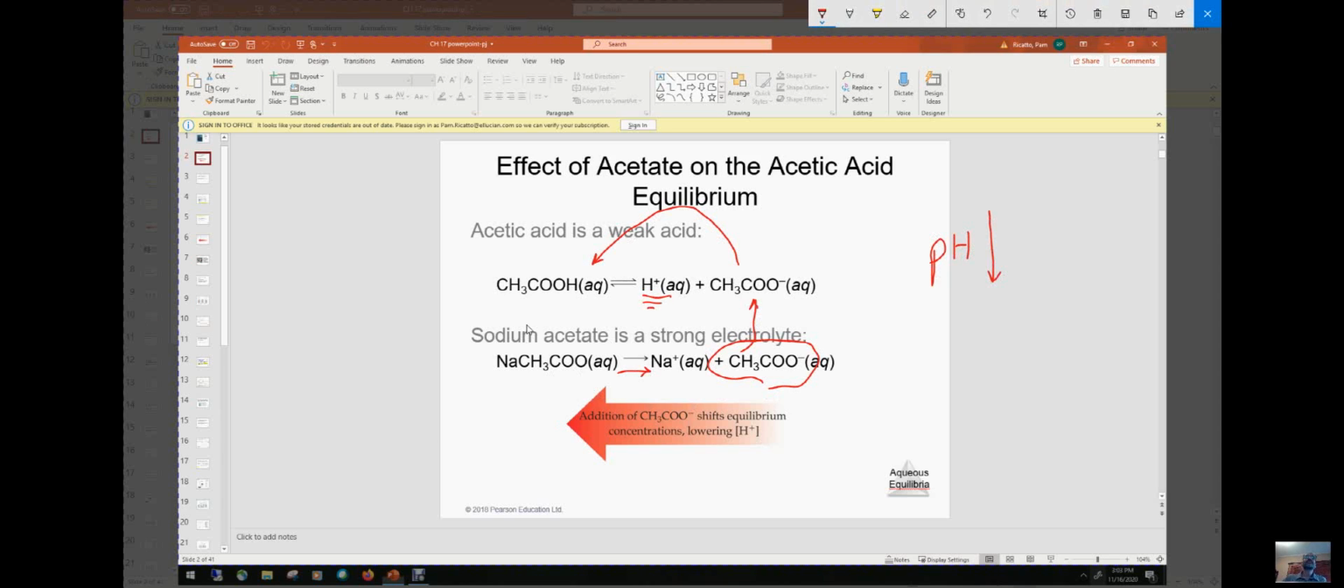Another way of saying it is we have an acid here and its conjugate base. If I add more of the acid, the pH will go down. If I add more of the base, its pH will go up. So that's the acid, and here's its conjugate base. So we're adding more of the conjugate base of acetic acid, so the pH of the solution would go up. So additional acetate, this is acetate, shifts the equilibrium concentration, lowering the H plus. Okay, all right, next slide.